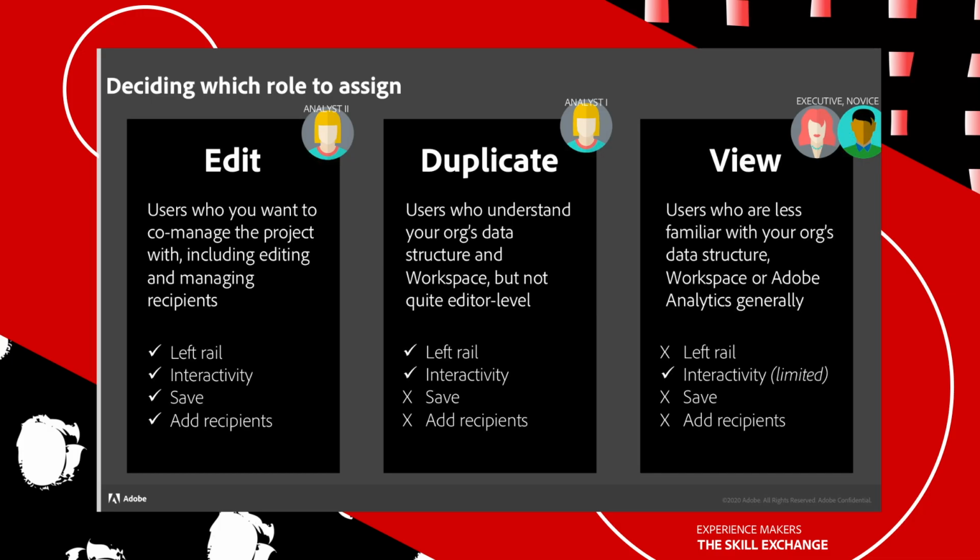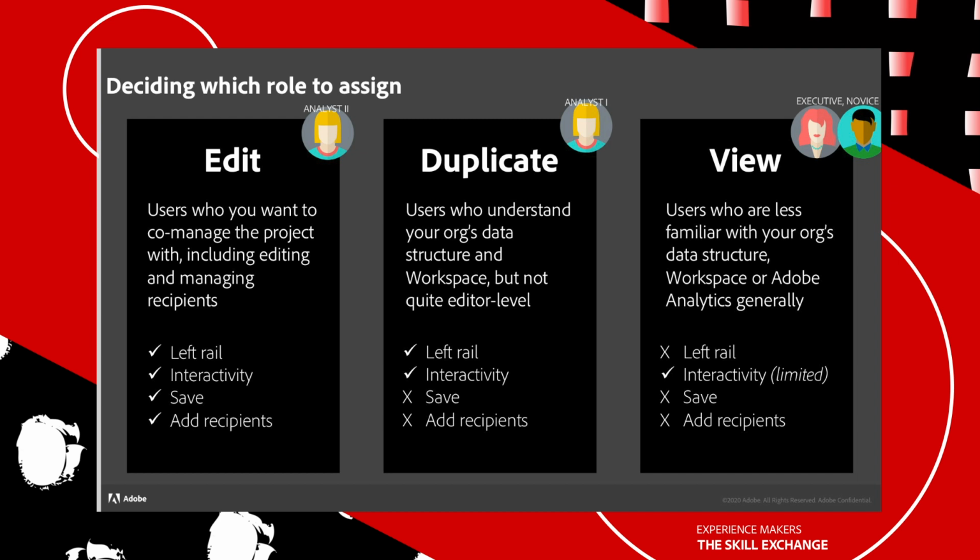Now, deciding on which role to assign is a tough decision. I mean, you can always go and change it. It's not a permanent thing, but here's kind of how we think about it. The edit role is great for those analysts, maybe like if you have level 1, level 2, it's like your level 2 analysts. Those that are super savvy with the Adobe Analytics data structure. They know what's an eVar, what's a prop, how to use those together with events. They know how to use Analysis Workspace, so they can completely co-manage a project with you safely.